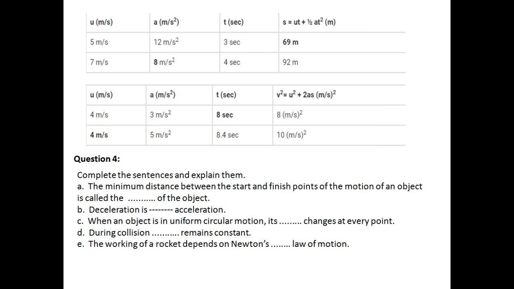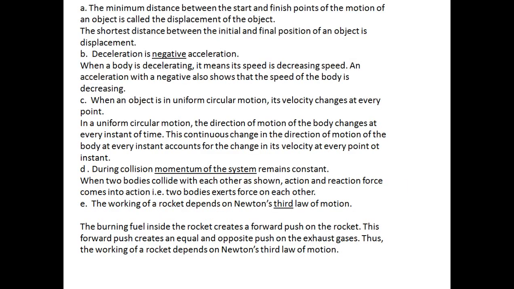Okay, so now question number D, during collision dash remain constant. Okay, so what happens when two bodies collide? What will remain constant? During collision, momentum of the system remains constant. When two bodies collide with each other, action and reaction force come into action. That is, two bodies exert force on each other. That is Newton's third law, which is also known as to every action there is an equal and opposite reaction.